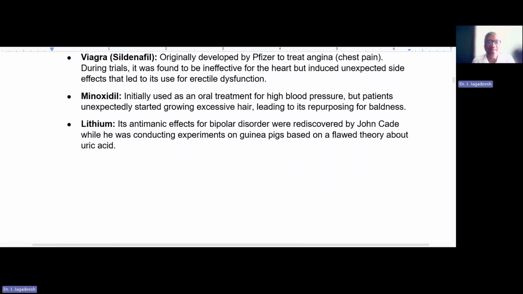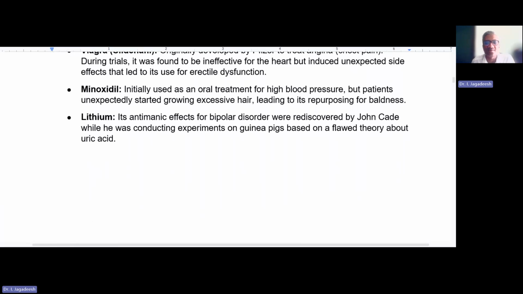Lithium has an anti-manic effect for bipolar disorder, discovered by John Cade while he was conducting experiments on guinea pigs based on a flawed theory about uric acid. So this was repurposed later.